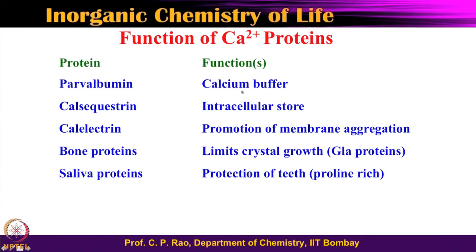Calcium buffer actions are also important, because calcium concentrations are important. Sometimes when calcium is low, the buffer protein will add calcium, and when calcium concentration is high, the buffer protein will take it up. So that is an important thing that happens in biological systems in the cells. Then storage: sequestrin, sequestering means sequestering the ion; promotion of membrane aggregation, because of membrane potentials, etc. In bone proteins, GLA proteins form crystal-like structures, and in the protection of teeth, there are proline-rich proteins controlled by calcium, called the saliva proteins. So, various kinds of things can be seen in the calcium binding proteins.